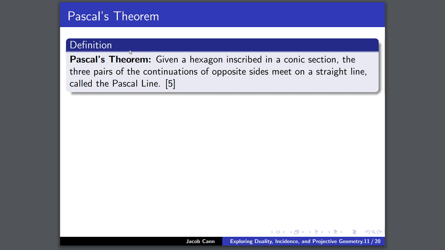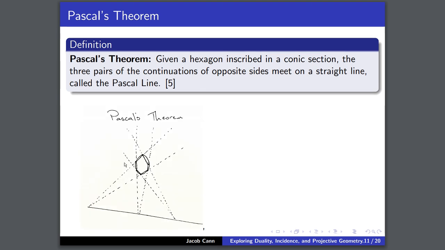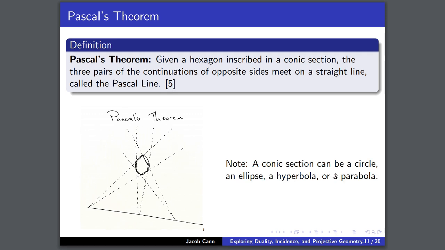So we have theorems based on the world of projective space, and one such theorem is Pascal's theorem. And he came up with this when he was actually quite young. Given a hexagon inscribed in a conic section, the three pairs of the continuations of opposite sides meet on a straight line called the Pascal line. And so we can see this line down here, that's Pascal's line. This is the conic, and a conic can be a circle, an ellipse, a hyperbola, or a parabola.